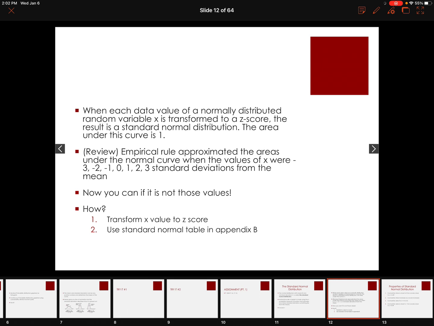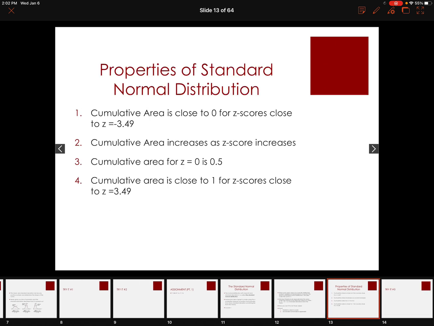Here's what we're going to do. We're going to transform the x value to the z-score using the equation, and then you can use the standard normal table that is back in Appendix B. It's near where all of the tables we were using last semester are.